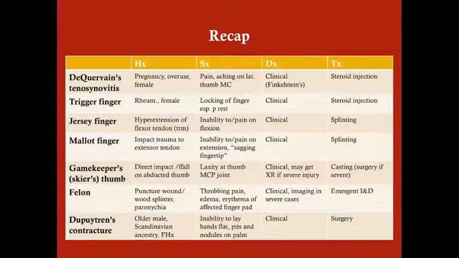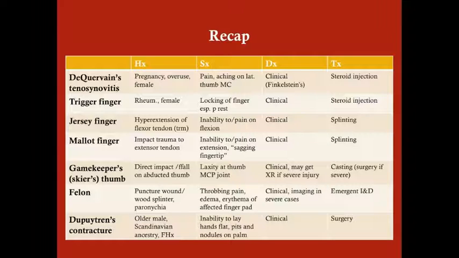Okay, so just to recap. De Quervain's tenosynovitis tends to happen in pregnancy due to an overuse injury, also seen in new mothers. The symptoms are going to be pain, aching on the lateral aspect of their thumb, first metacarpal. The diagnostic test is Finkelstein's test, and that is diagnostic. Treatment is a steroid injection.